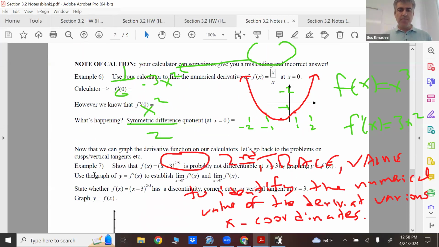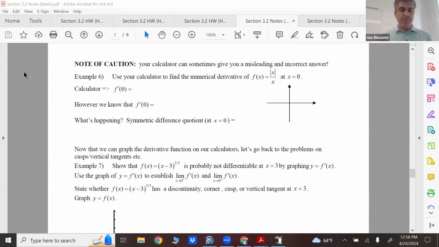Note of caution: the calculator can be misleading, as we already saw. So this one we know is this graph here. F prime is 0. We know the derivative does not exist, right? But the calculator is going to say this.